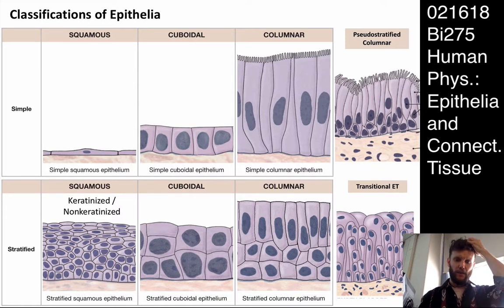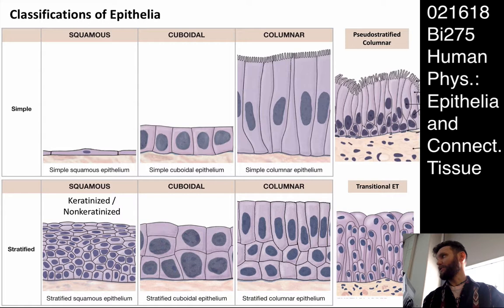Then on the stratified side, we have stratified squamous epithelium. An excellent example of this is your epidermis, your outer layer of skin. They can be non-keratinized or keratinized. Keratin is simply a protein, a connective tissue protein made by keratinocytes, which are the specific type of squamous epithelium found in the epidermis, and it gives your skin a level of protection from the environment.